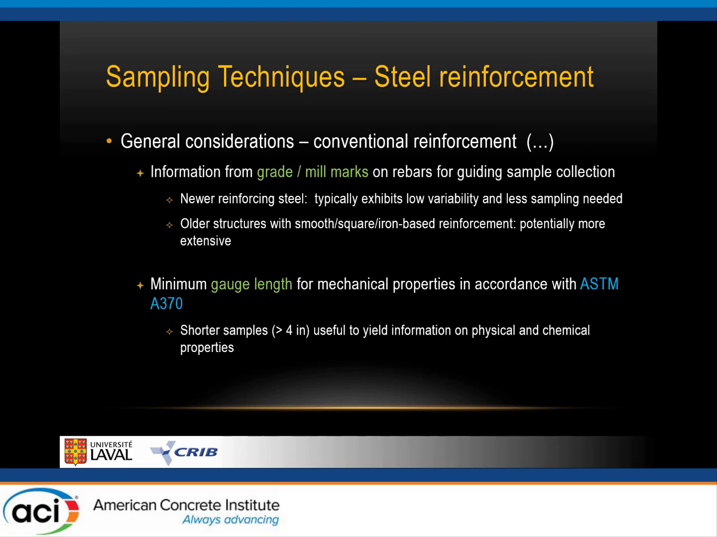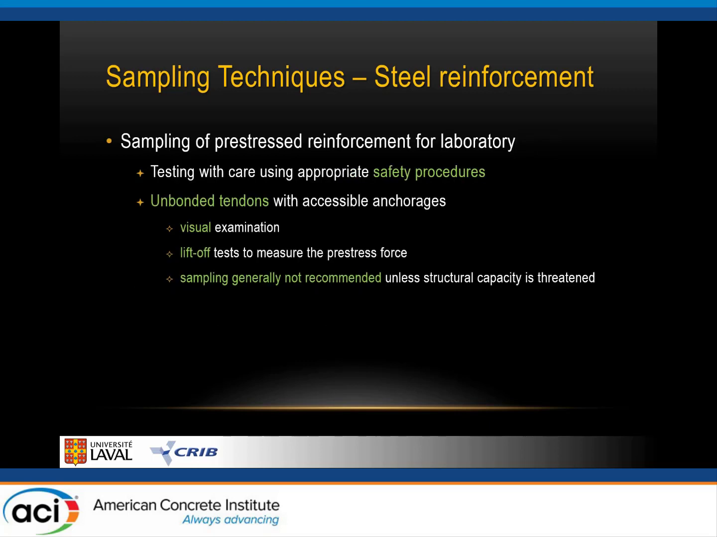Different information can be taken from the samples: the grade, mill marks. Newer, more recent reinforcement might need much less sampling, whereas in older structures there might be square bars, smooth bars, iron-based reinforcement, and it might require somewhat more extensive sampling. And finally, when performing tests, especially for mechanical properties, it has to be in accordance with ASTM A370.